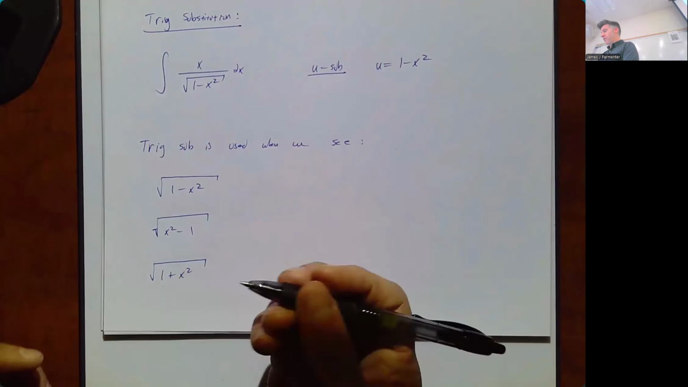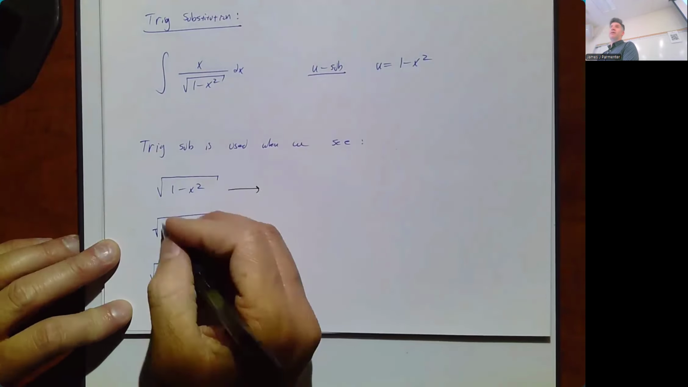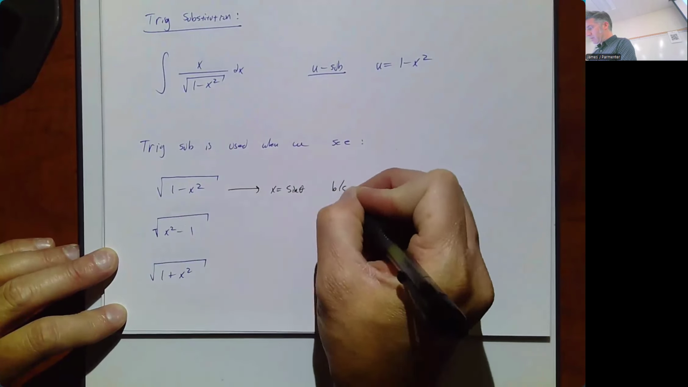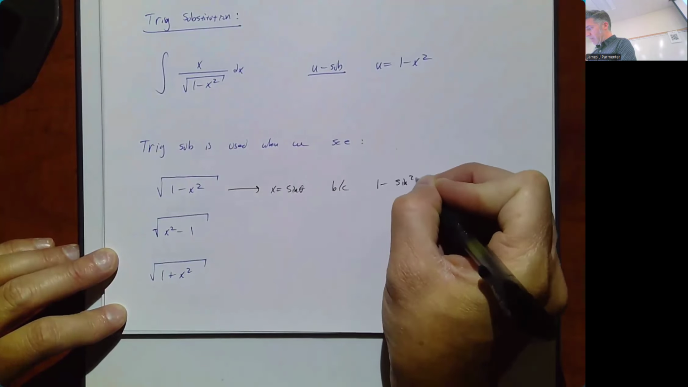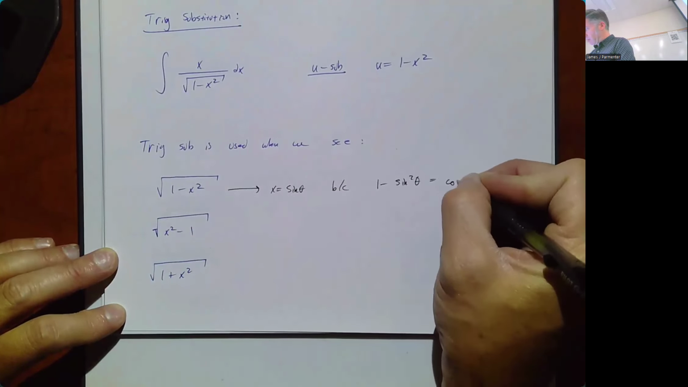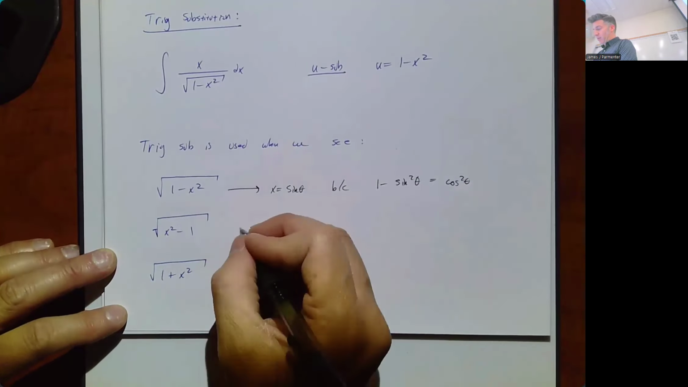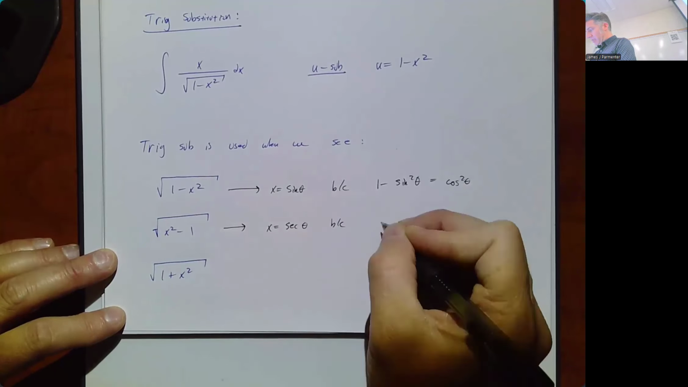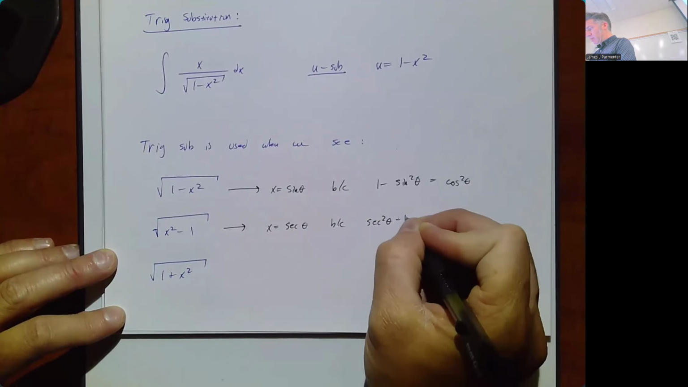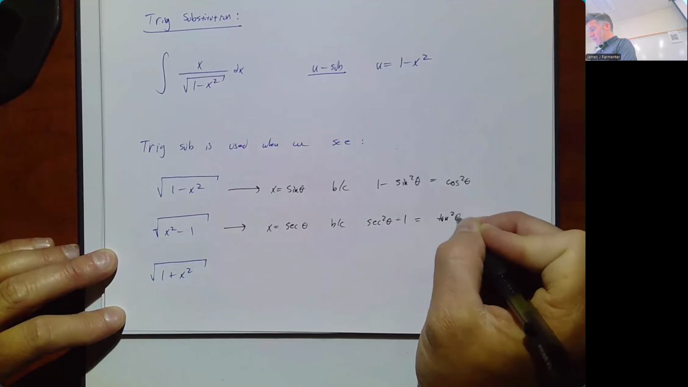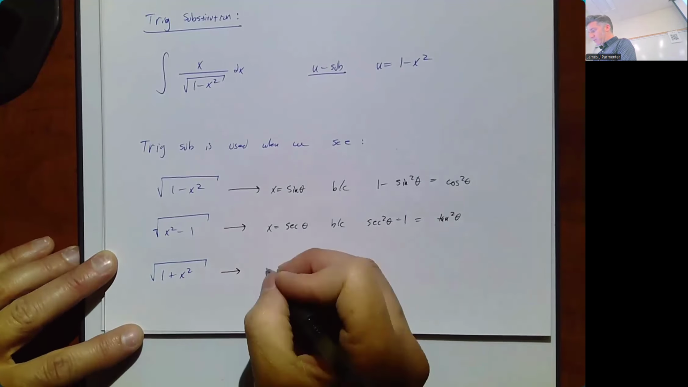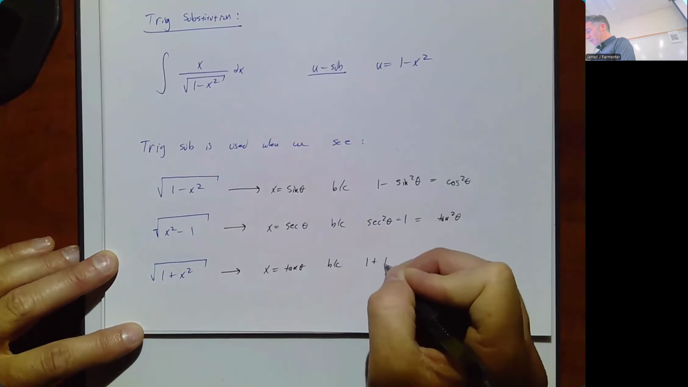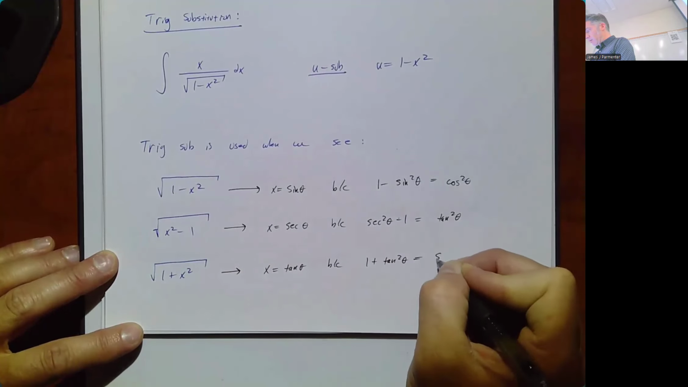And here are the choices. Well, here are the things you do. If it's a 1 minus x squared, you're going to let x equal sine theta, because 1 minus sine squared theta is equal to cosine squared theta. If it's an x squared minus 1, you're going to let x equal secant of theta, because secant squared theta minus 1 is equal to tangent squared theta. And lastly, if it's 1 plus x squared, you're going to let x equal tangent theta, because 1 plus tangent squared theta is equal to secant squared theta.